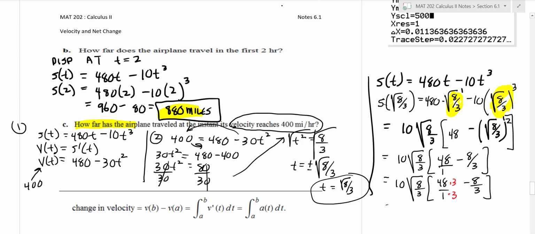Okay, like that. All right, and I'm just going to do this. This is 10 root 8/3. And then this will be, let's see, 48 times 3, I think is 14.